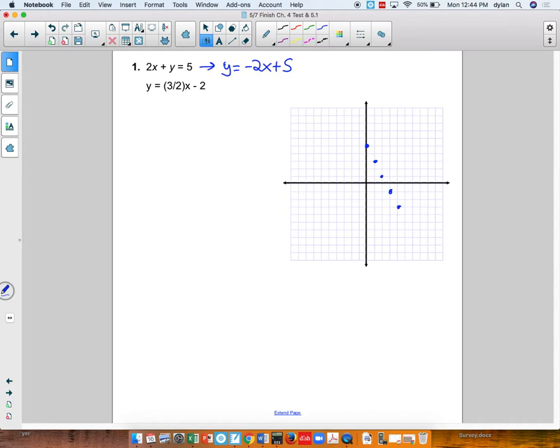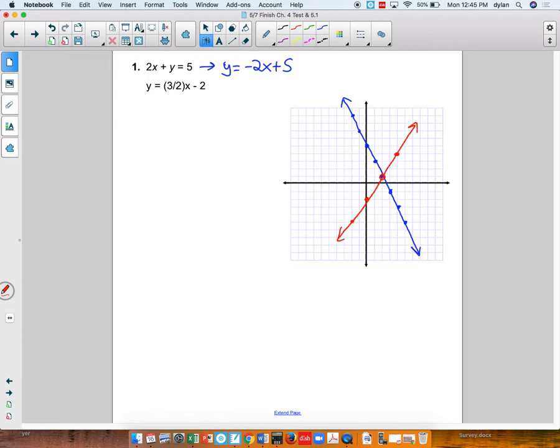And it's good here to plot a number of points, just because your accuracy with line drawing will improve as you have more points to draw through. And don't forget your arrows on your lines as well, because these aren't line segments, they are actual lines. The second one is a y-intercept of negative 2 and a slope of 3/2. So we're going up 3 over 2 and down 3 over 2. So down 3, left 2, up 3, right 2, up 3, right 2. And again, drawing our line through with arrows.